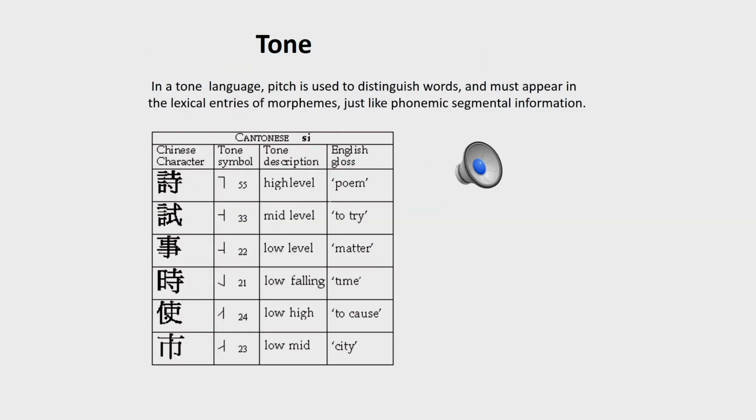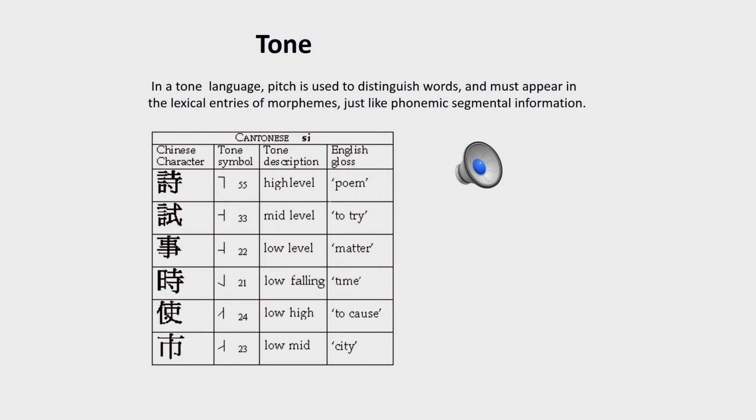So let's play tone from Cantonese. We can see that in the example given here, we have 6 levels, and we'll play the different tones for the segmental combination ma, and then we'll hear that one is high level, one is mid level, one is low level, one is low falling, low high, or low mid.